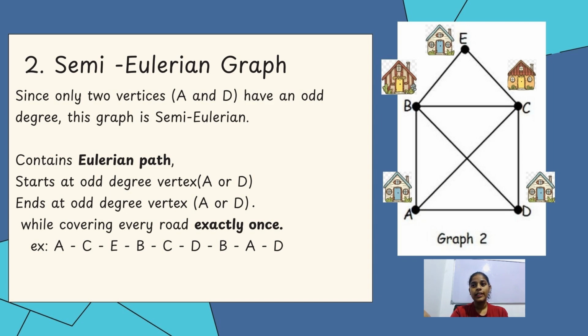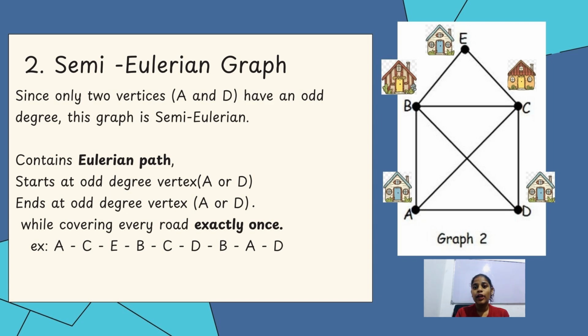To complete his delivery route efficiently, the postman must start at one of the odd degree intersections and end at the other while covering every road exactly once. That means this graph contains an Eulerian path as we discussed earlier. So, if Mr. Lee chooses A as his starting point and plans his route carefully, ensuring that each street is used only once, he follows a structured path reaching D at the end.